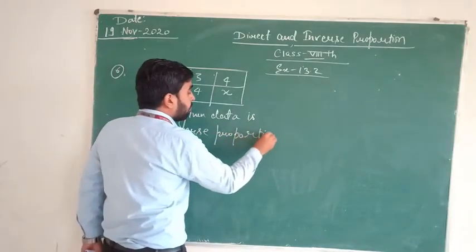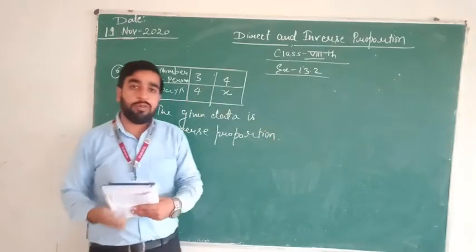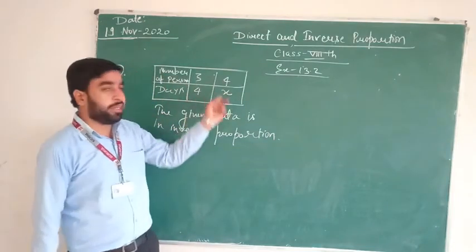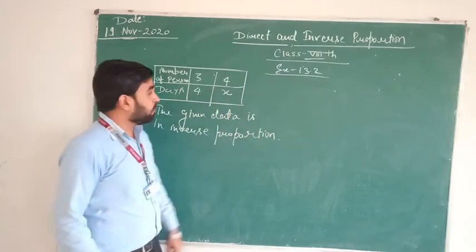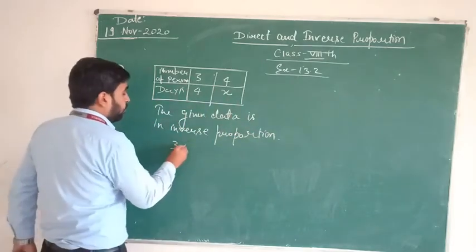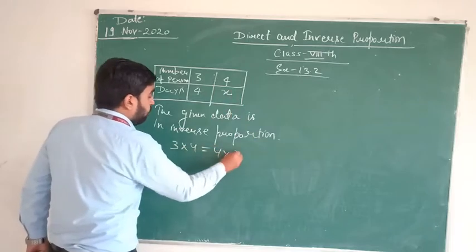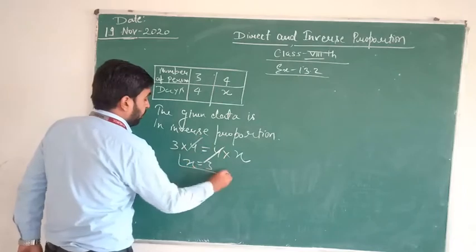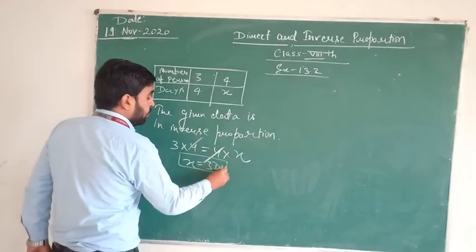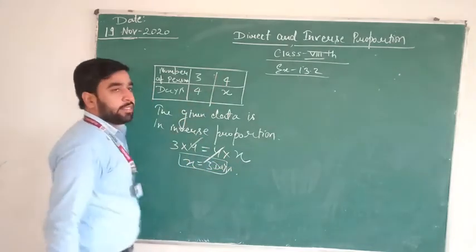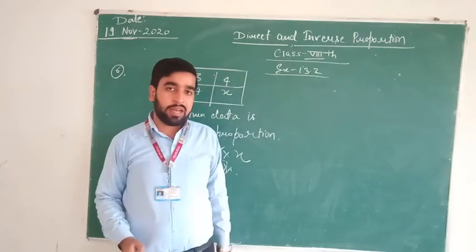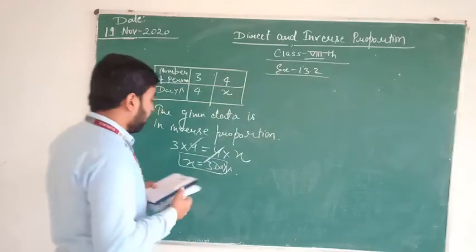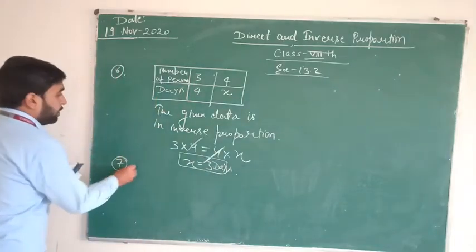So in inverse proportion, as I have taught you before as well, in inverse proportion always the product of the table will remain same. So product should be equal, means 3 into 4 should be equal to 4 into x. 4 and 4 cancel out, x is equal to 2. So if we will use 4 persons, then the house will be rewired in 3 days. Hope you understood it. Now question number 7 of the exercise.